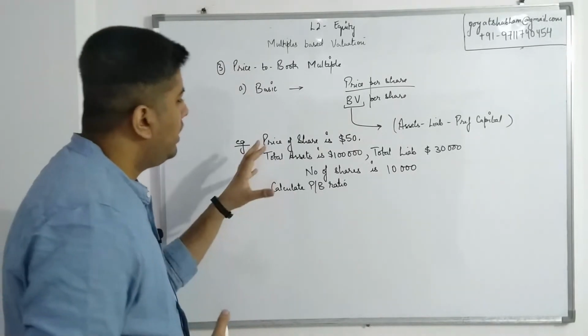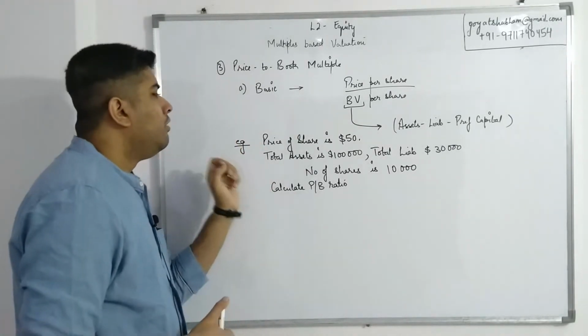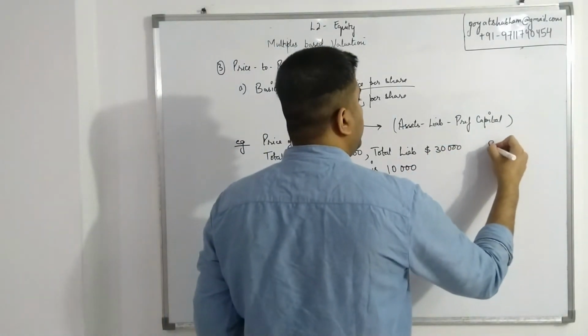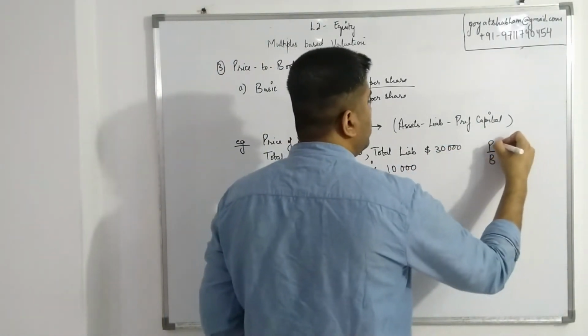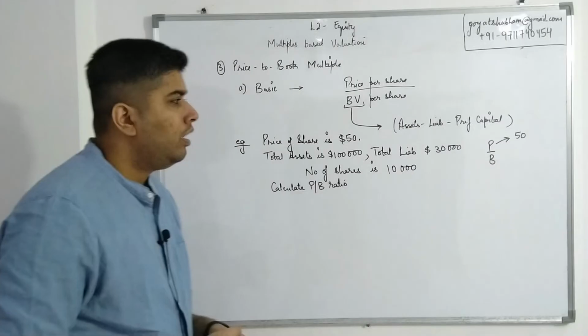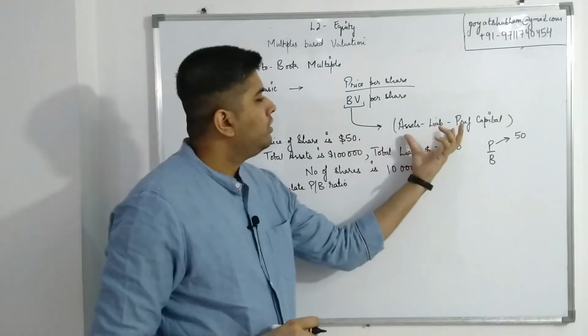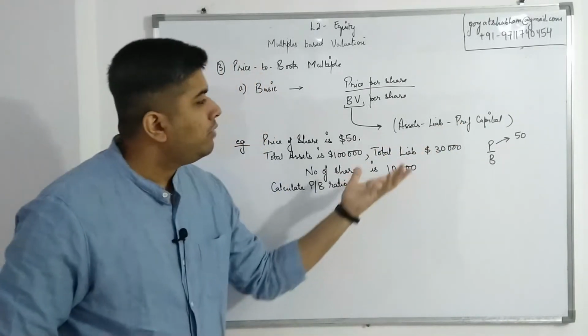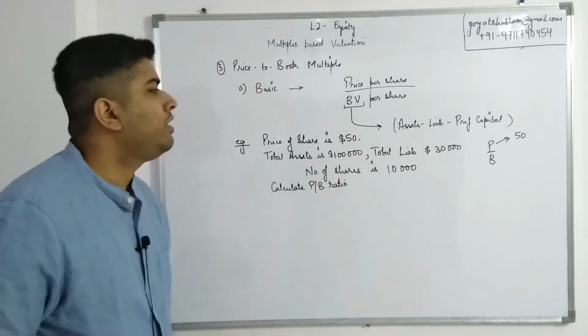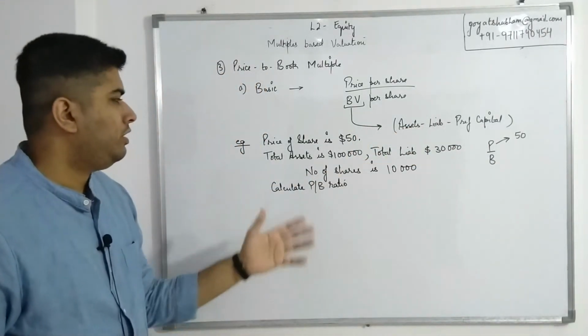Now, if we start with the solution of this, we already have the price given. So for PB multiple, we need price divided by book value. This price is already given as 50. We need book value. Now for book value, we have this equation that the total book value of equity can be determined by assets minus liability minus preferred capital. Now we don't have preferred capital information, so we'll assume that to be 0.